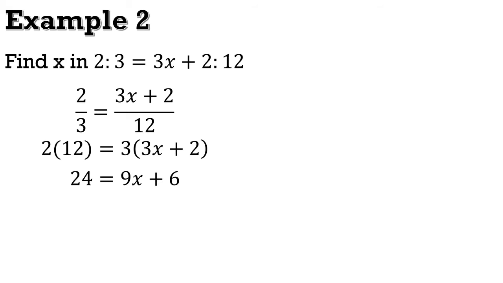Now, applying addition property of equality para malipat natin tong plus 6 sa kabilang side of the equation, we will have 24 minus 6 equals 9x. Simplifying 24 minus 6, we will have 18 equals 9x. And dividing both sides by 9, we will have x is equivalent to 2.